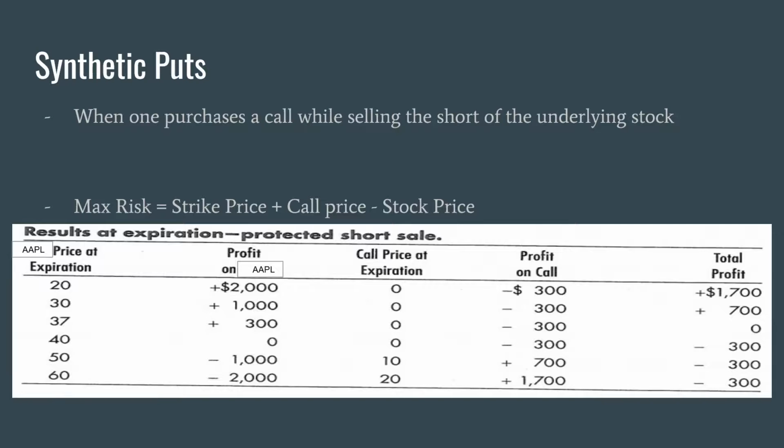If Apple falls in price, the short seller will make his profit on the short sale minus the 3 points paid for the call. On the other hand, if Apple rises in price, the short seller can cover his short by exercising the call and buying stock at 40. Also, it is important to note that the break-even value in this scenario is 37 and not 40 because of the call option purchased for 3 points.